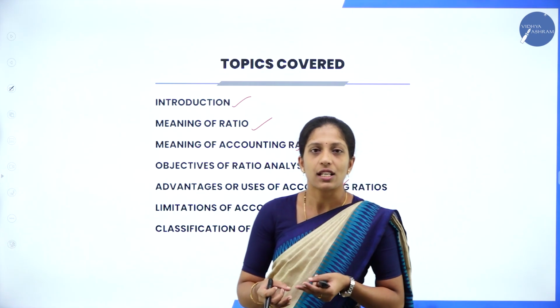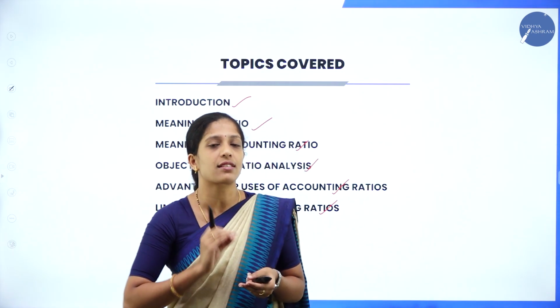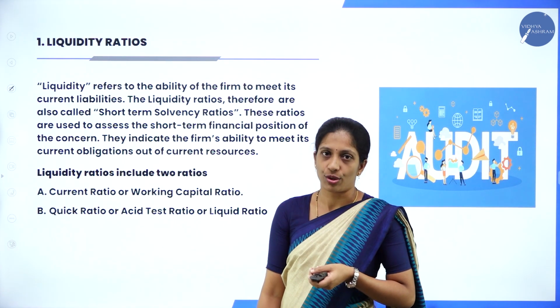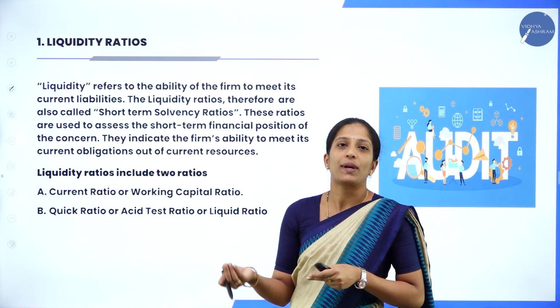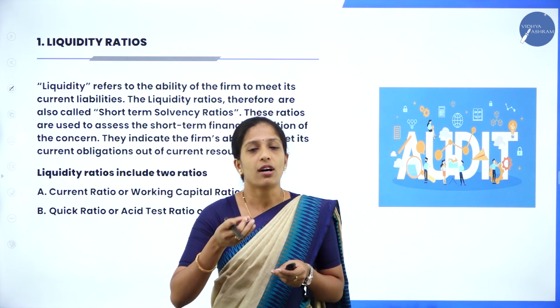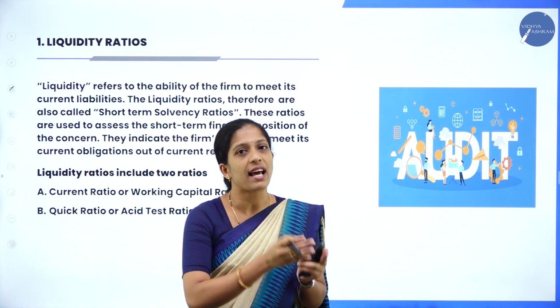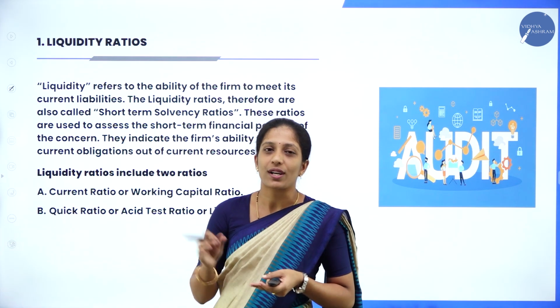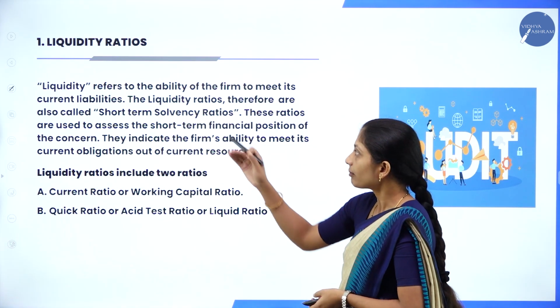Today in this session, we are going to learn about the first type of accounting ratio, that is what? Liquidity ratio. Now let us see what this liquidity ratio is. Under liquidity ratio, we mainly compare our current assets with current liabilities. Okay, so let us see what this liquidity ratio is.